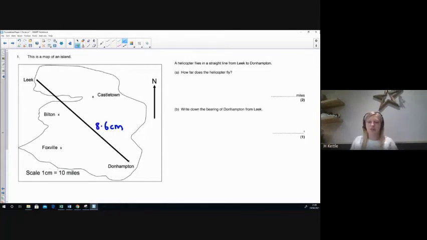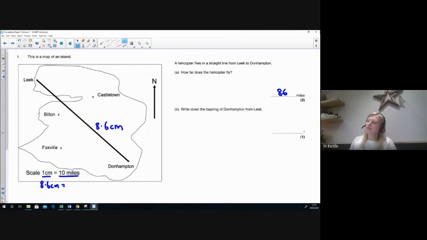Obviously, the helicopter in real life did not fly 8.6 centimeters. In real life, every centimeter is 10 miles. So if I know it's 8.6 centimeters, to get it in miles, I need to times it by 10. So 8.6 times by 10 is 86. Remember, we're moving all the numbers one place to the left to times by 10, so 86 miles.